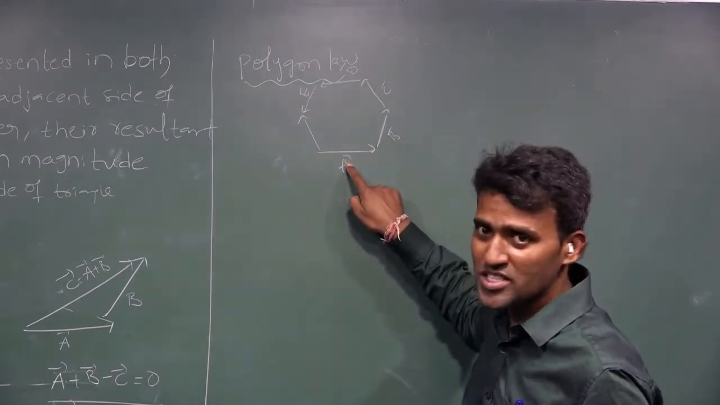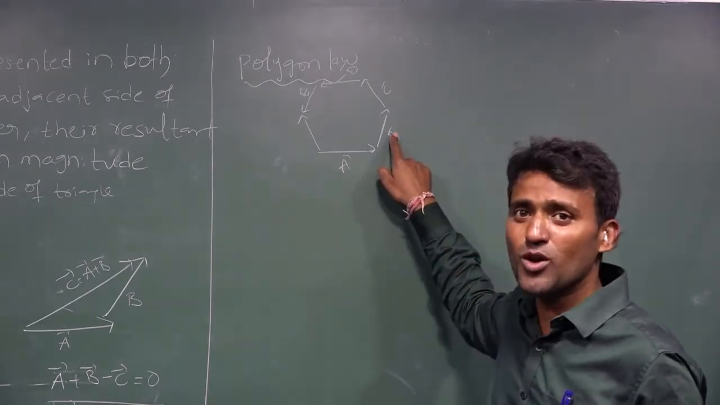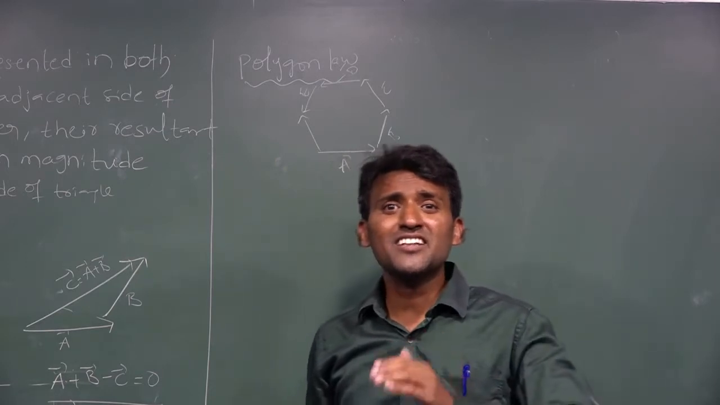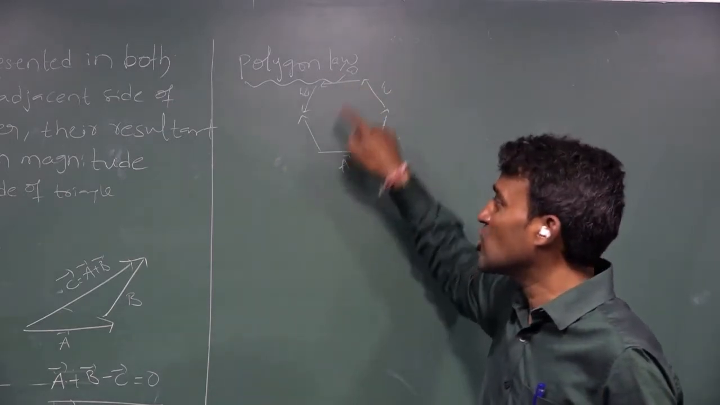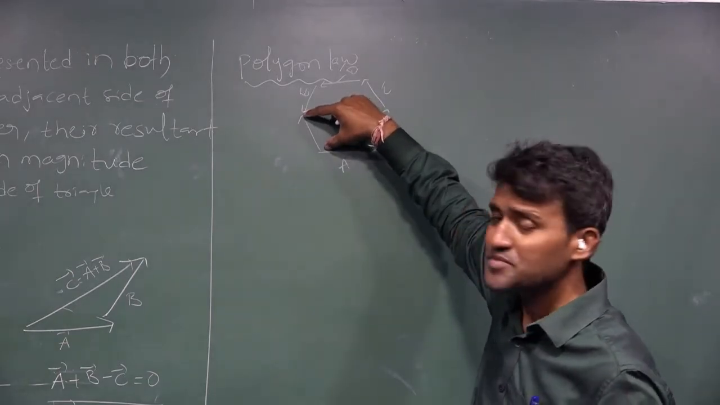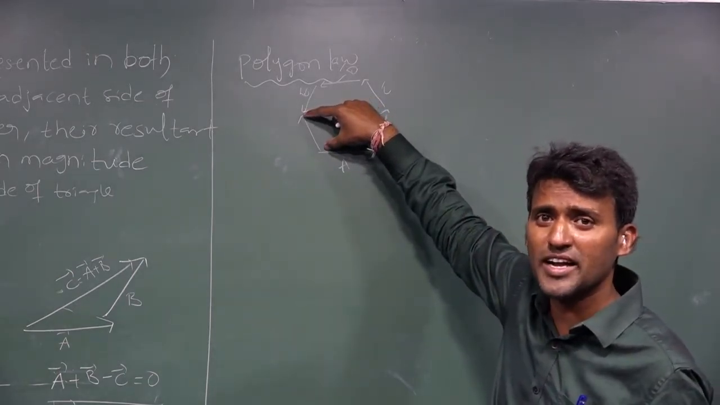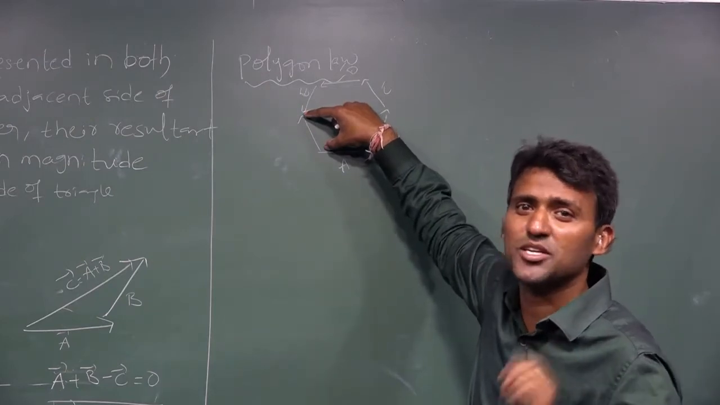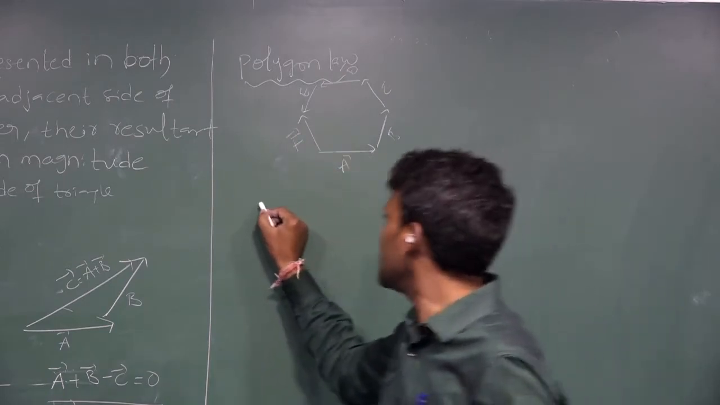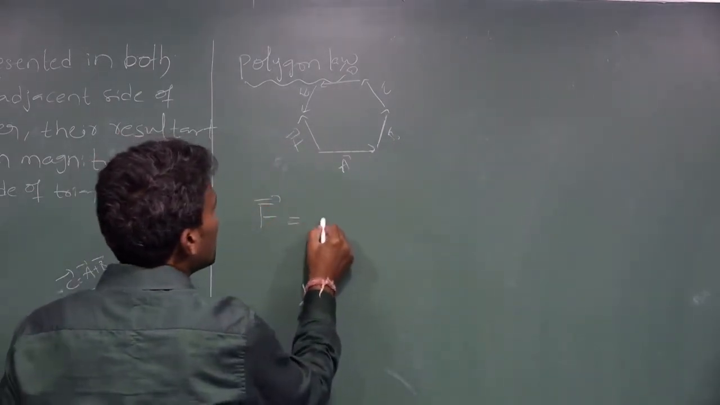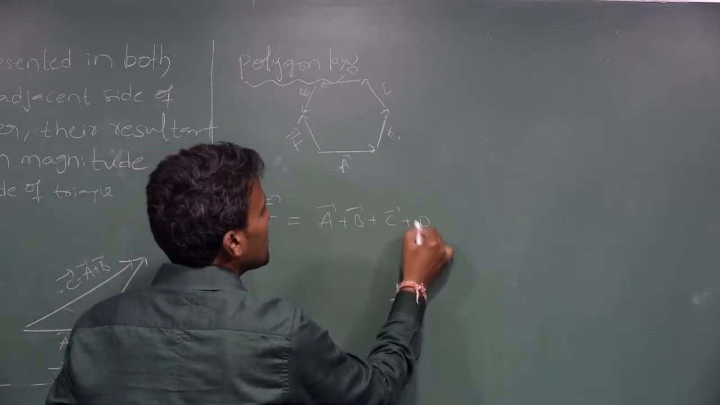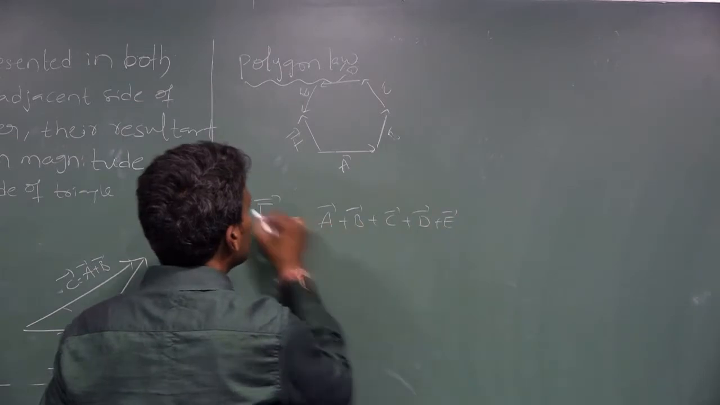See here, A vector is one side of the polygon, B vector is one more side of the polygon. So all vectors are by the sides of the polygon, and then their resultant, the closing side, is represented in magnitude and direction but in reverse direction. So this is F if you take. At that moment F bar is equal to A vector plus B vector plus C vector plus D vector plus E vector. That is the polygon law.